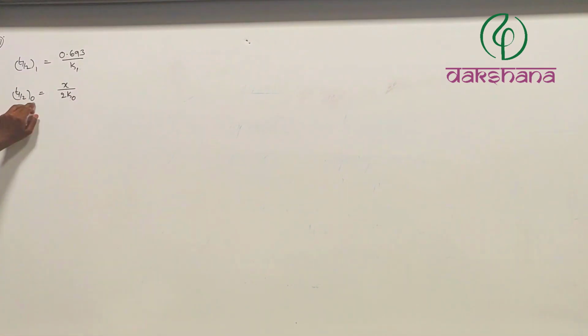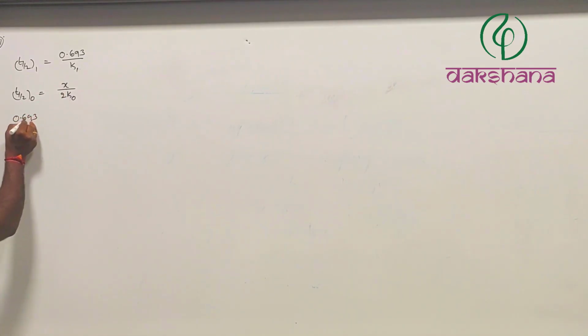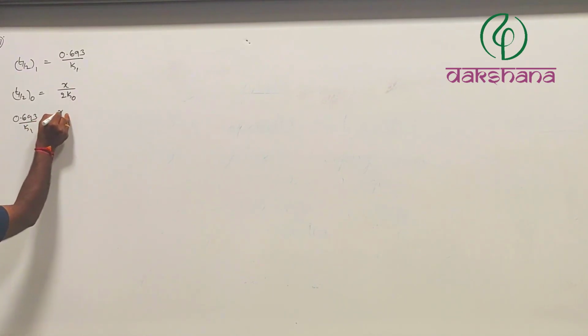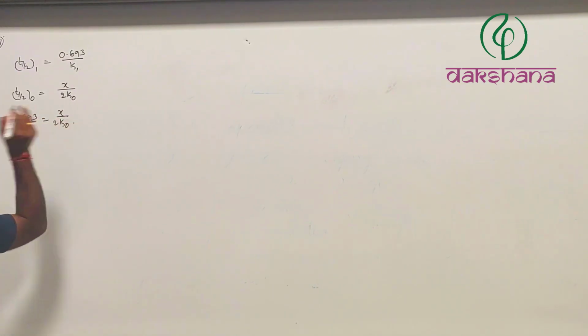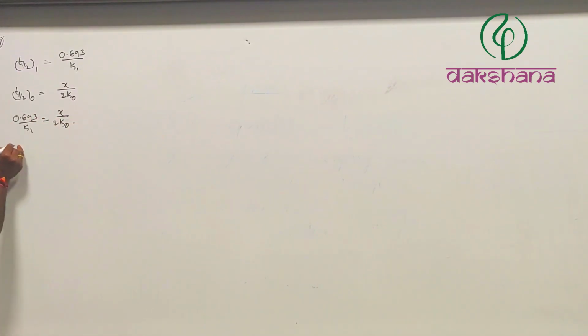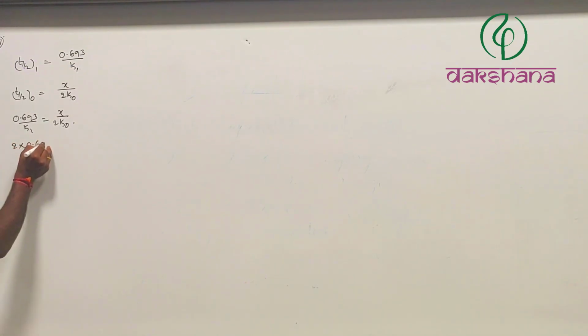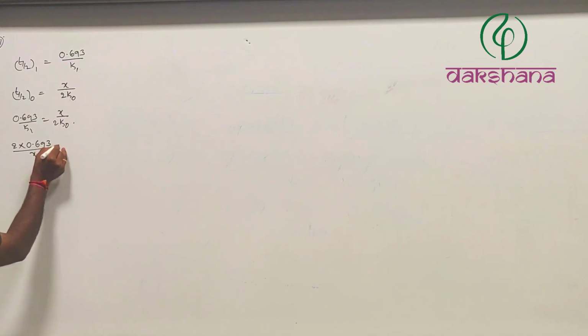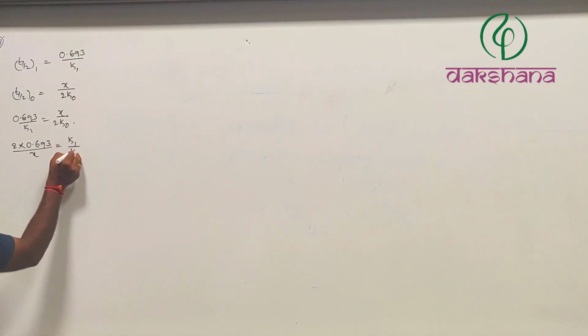So this 0 represents zero order, and this 1 represents first order, in the same way. Now here, 0.693 divided by K1 is equal to x divided by 2K naught. Now this gives 2 into 0.693 divided by x is equal to K1 divided by K naught.